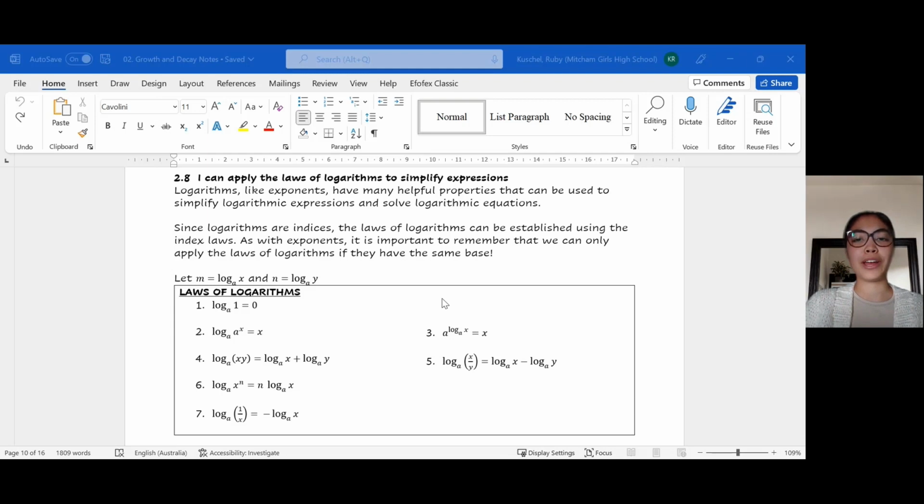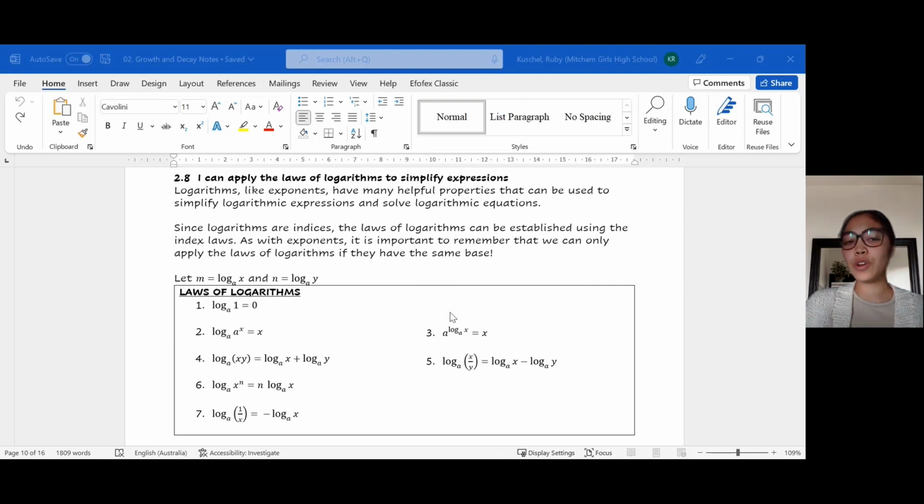It is important to remember, however, the same with index laws as it is with the laws of logs, they must have the same base as each other. Okay, so we've got a to the x times by a to the m. They've both got the same base of a, same as our logs. So in this case here, we're using log base a and log base a. So both of them have the same base of a. So once we've established they've got the same base, then we can actually apply our law of logarithms.